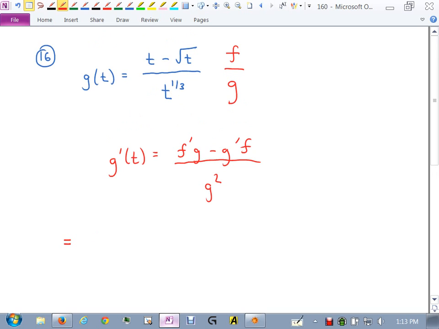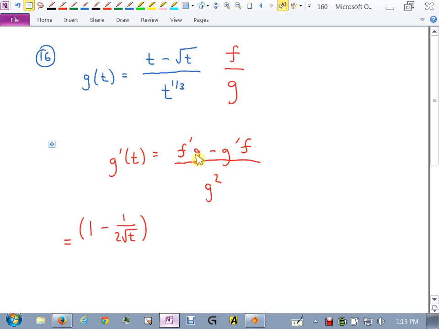This is equal to, let's go with f prime. Starting with this right here, f prime. Tell me derivative of f. 1 minus 1 over 2 root t. So derivative of t is 1 minus derivative of the square root of t is 1 over 2 root t. Just like derivative of square root of x is 1 over 2 root x.